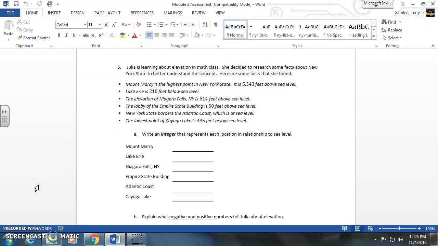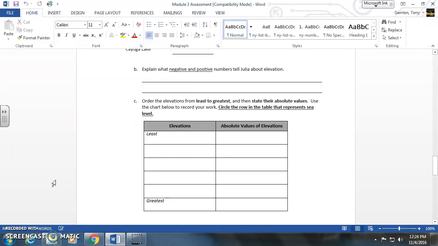Part A. Write an integer that represents each location in relationship to sea level. Part B. Explain what negative and positive numbers tell Julia about elevation. Part C. Order the elevations from least to greatest, and then state their absolute values. Use the chart below to record your work. Circle the row in the table that represents sea level.